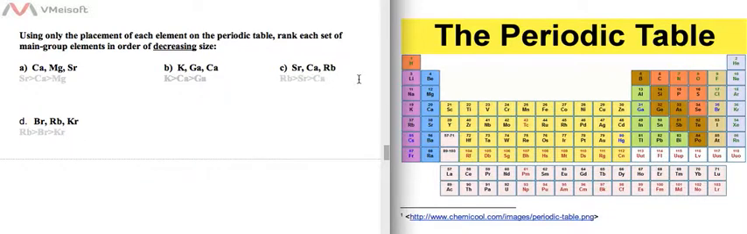Now, one last thing. If you're saying that as you go down a family, doesn't the number of protons increase? The answer is yes, it totally does, but it's not the most significant change. They're competing factors. Yes, it's true that there's more nuclear charge, but it's not as effective because the atoms are bigger.